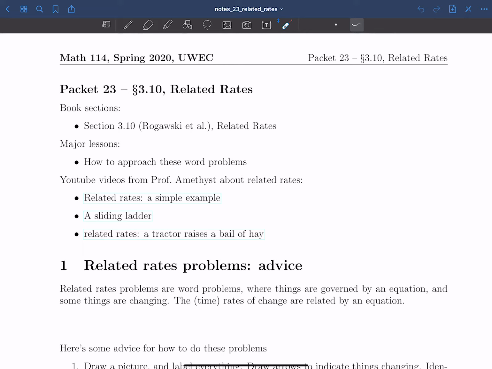The major lesson that we're going to take away from this content is how to approach these word problems, because the related rates problems are word problems, and I think they're really super cool.